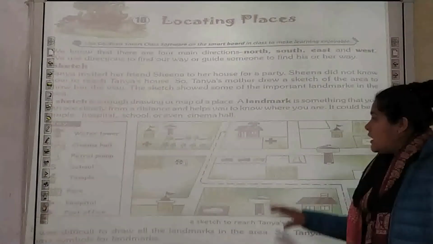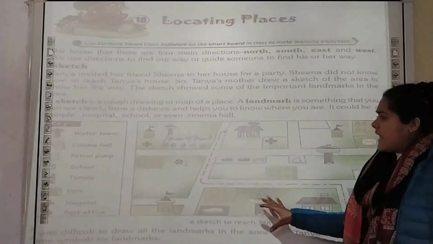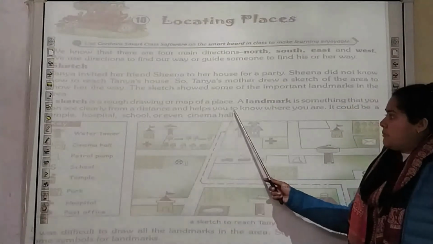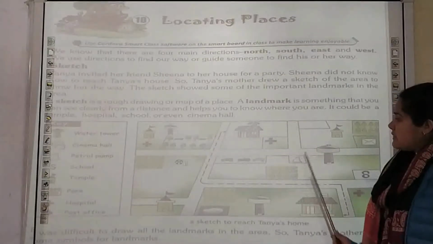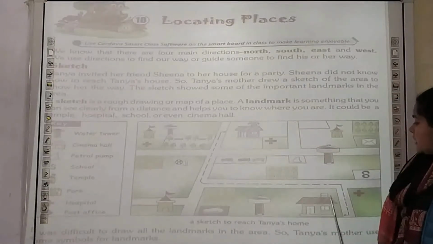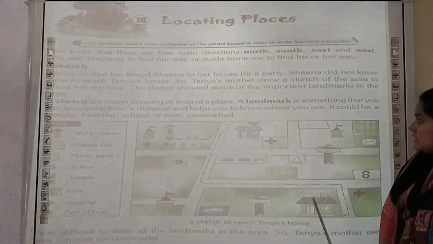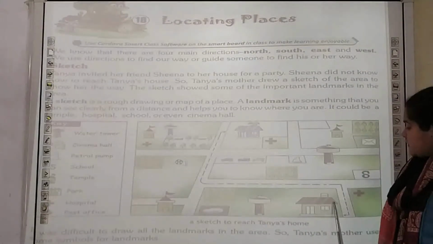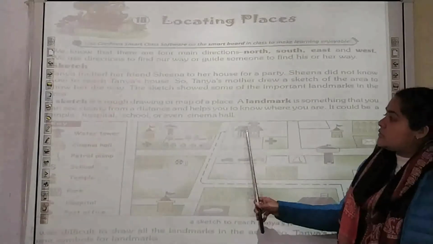As you can see here, a sketch is nothing but a rough diagram, or you can say a rough drawing of a map of any place. So you can see here, this is a sketch. Over here you can consider this as Sheena's house and this is Tanya's house. So how will Sheena reach from this house to Tanya's house for her party?